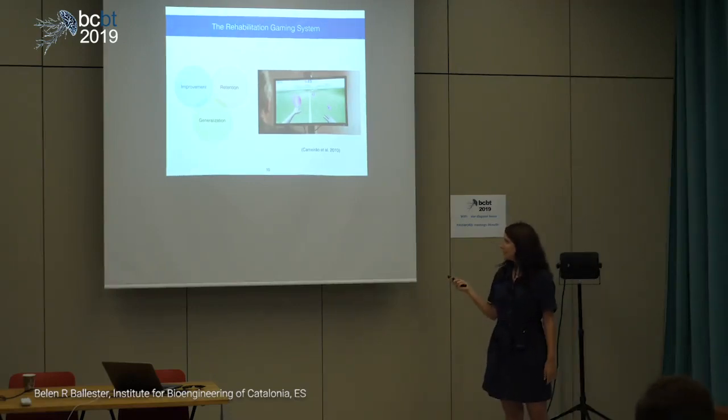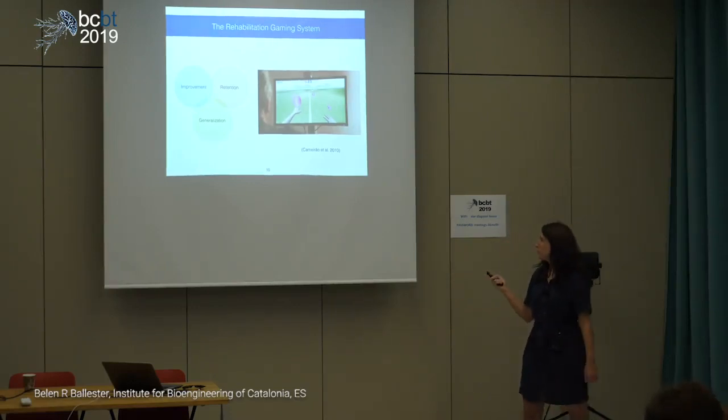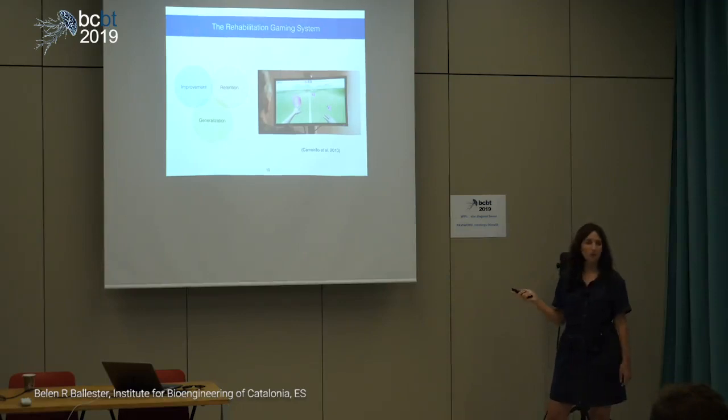So for that, since, well, I would say more than 10 years ago now, we developed the rehabilitation gaming system. That is a virtual reality-based system for rehabilitation. The idea behind it was these patients do not receive enough therapy. They are discharged too early when they still can improve.